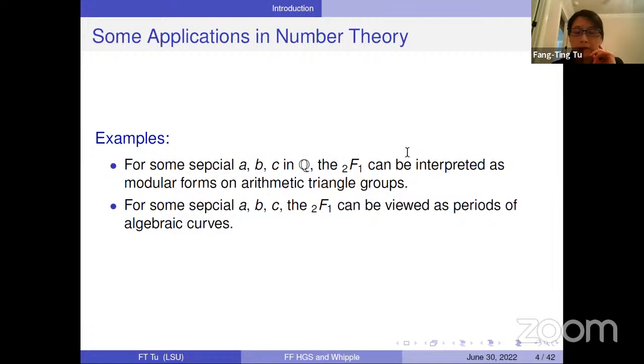Okay, and another example is that if we consider the integral representation of the 2F1 function, then they can be viewed as a family of algebraic curves. For example, the Legendre curves we have seen in the previous talk. So let's look at the example on the modular form part first, then I will go back to the Legendre curve.